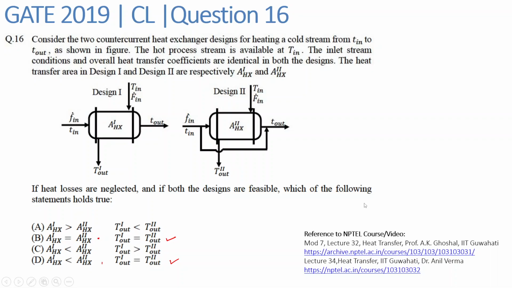So today we are looking at questions from GATE 2019 and the subject is heat transfer. The first question is question number 16. I will read the question.